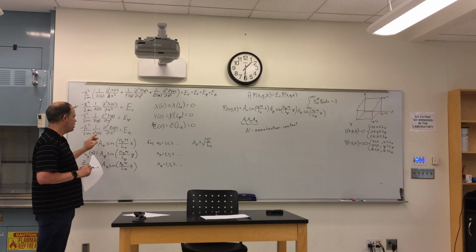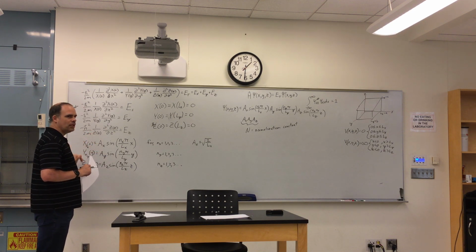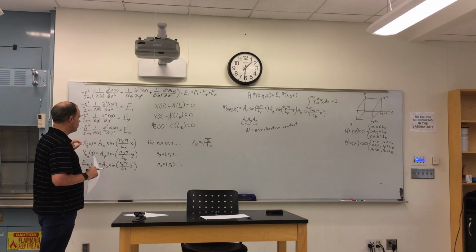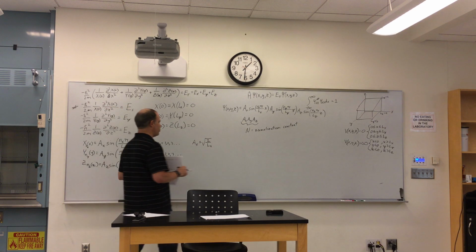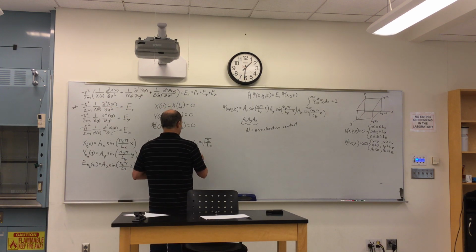What we need is the normalization constant for each one of these, because each one individually can be thought of as a particle in a 1D box. The normalization constant for each is going to be the same as we had for the particle in a 1D box.